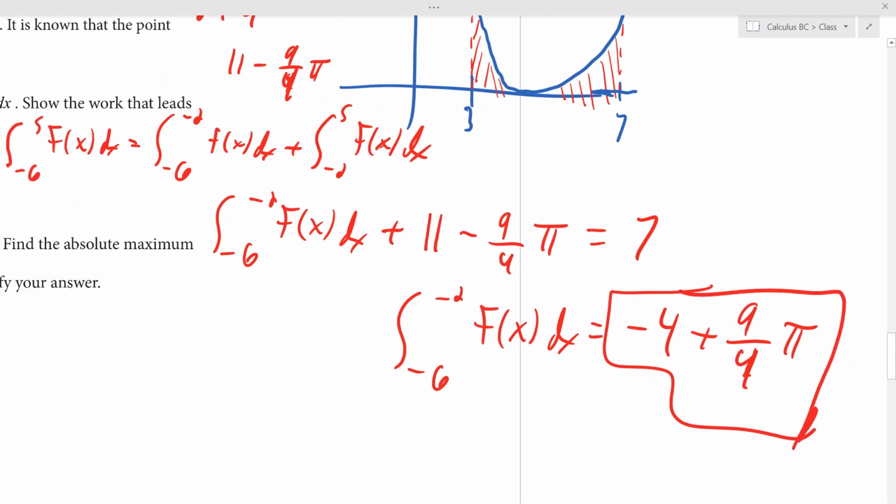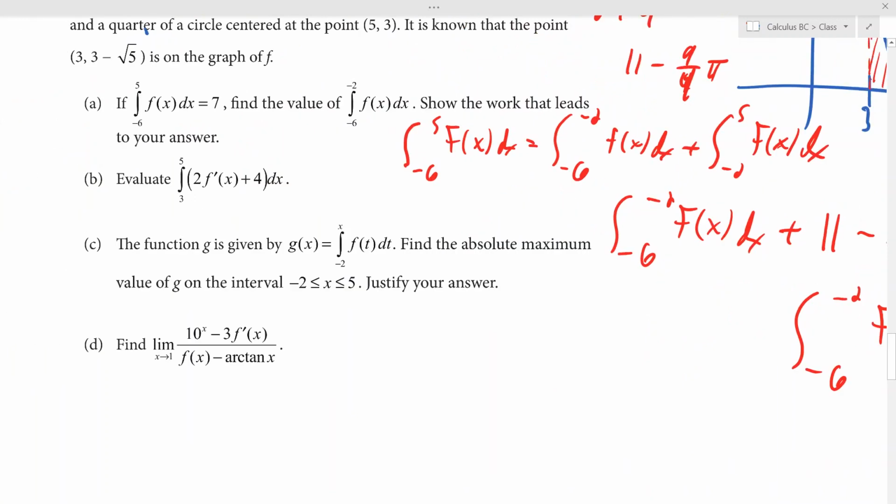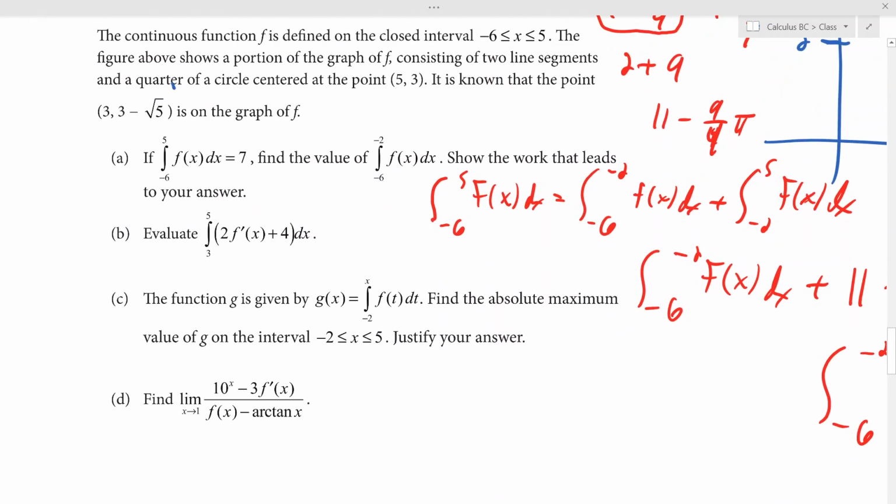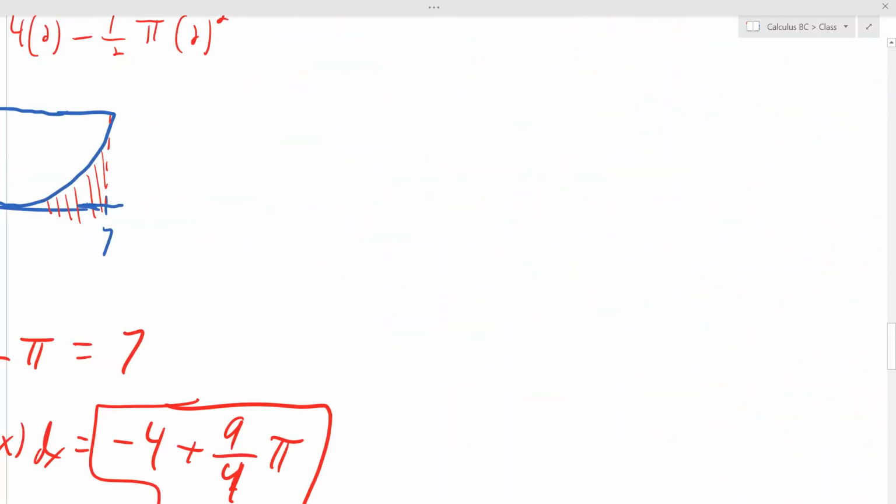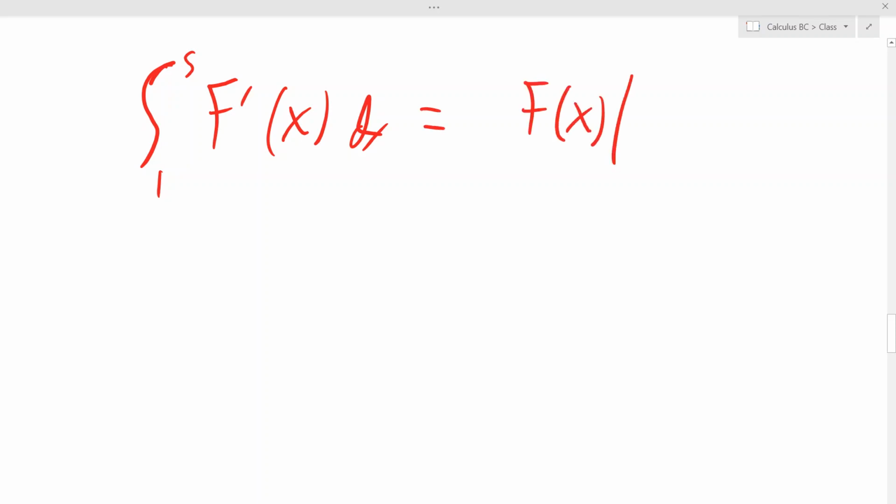I don't know if y'all did this question or not, but that's how we do it. All right, so for part B, something I do want to talk about here, which I talked about with the AB kids. I don't know if you're going to see this. If they ask you to integrate a function like f prime of x dx from any number to any number, like 1 to 5, whatever, okay, that is just f of x from 1 to 5, right?